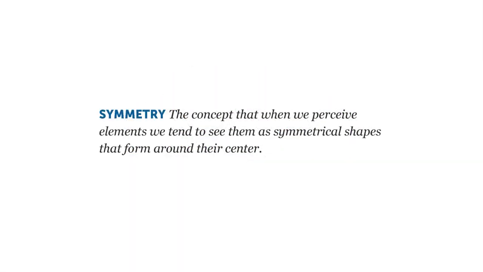The law of symmetry says that when we perceive elements, we tend to see them as symmetrical shapes that form around their center. So, another way we create groups or relationships is by trying to make things symmetrical. When you look at these brackets, chances are you're seeing 3 groups, a left bracket and a right bracket on the left, in the middle, and then on the right. Which is interesting because in this case, symmetry trumps proximity. So even though these 2 sets of brackets are much closer to each other, most of you are going to be relating to the full set of brackets because they have symmetry formed around a central point.